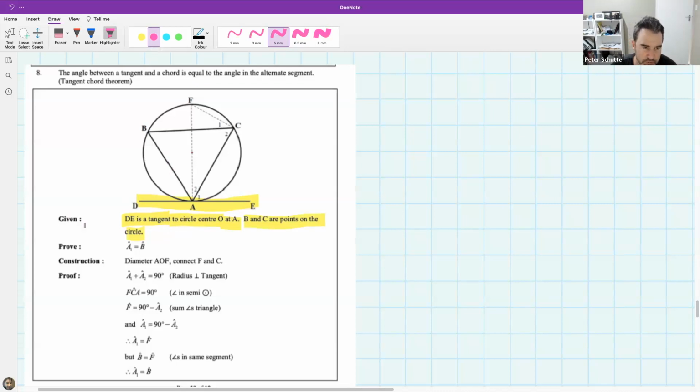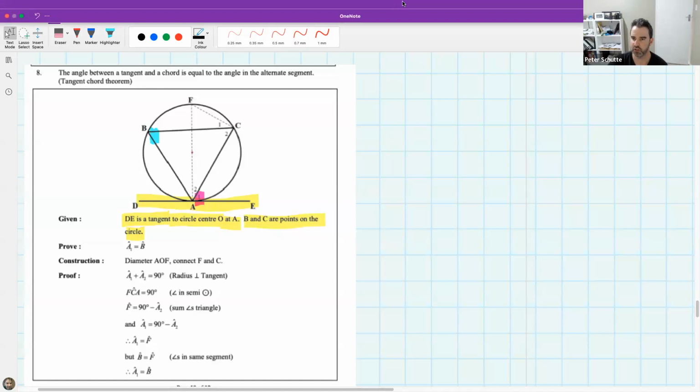So we're given this. What are we trying to prove? We're trying to prove eventually that A1 is equal to this one over here, which is angle B. So while we're starting this new theorem, give me a thumbs up if you understand that we're trying to prove the pink one equal to the blue one. You recognize that tan chord theorem there. So you know what part you're playing in here.